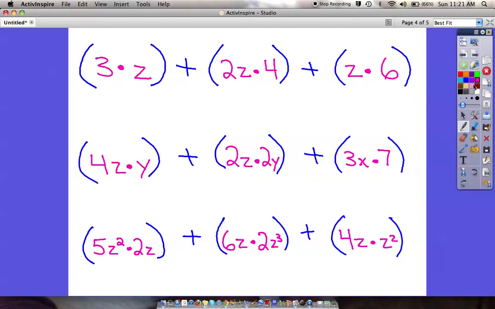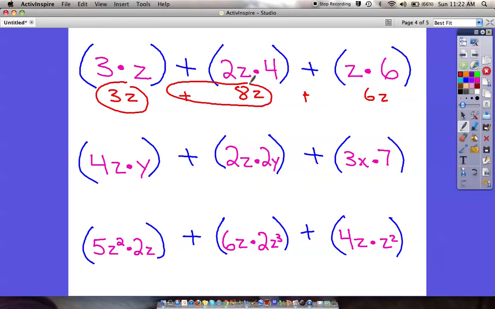So underneath here, I'm just going to put the answers to the multiplication parts of these. 3 times z is just 3z. 2z times 4 is just 8z. And then 6 times z is just 6z. Now, if I go to combine these together, positive 3z, positive 8z, positive 6z, they all end with that same label, so I should be able to add them all together. 3z plus 8z plus 6z would be, that's 14, 15, 16.